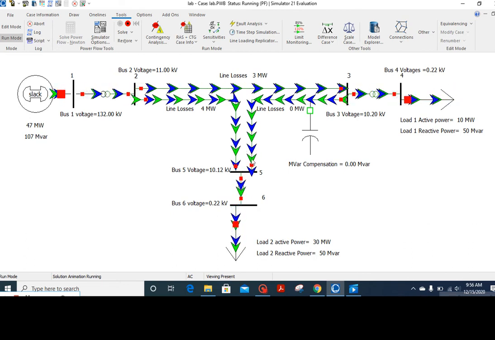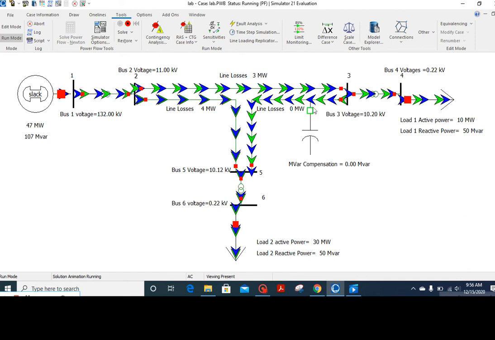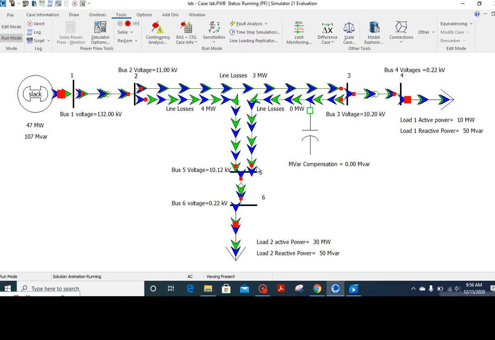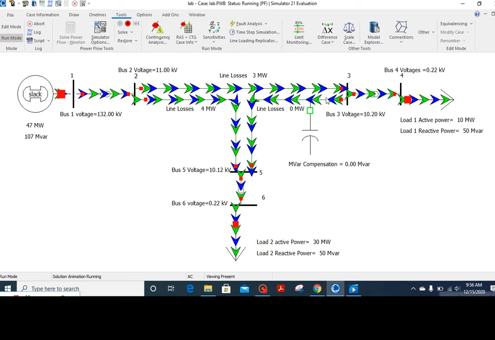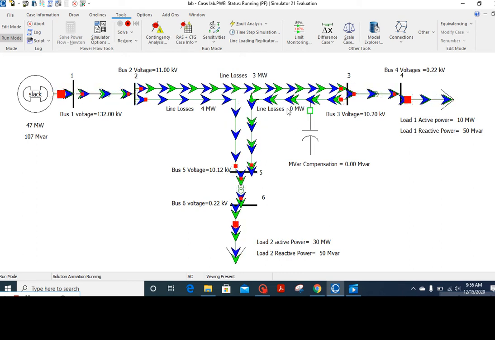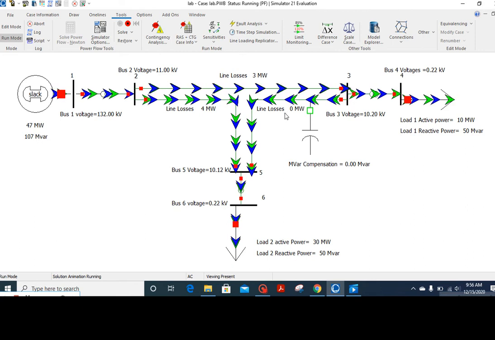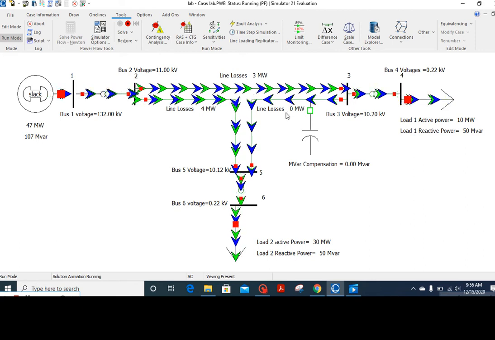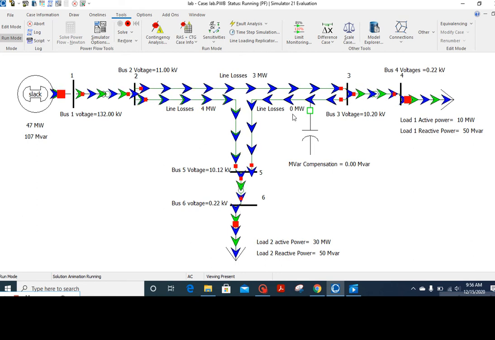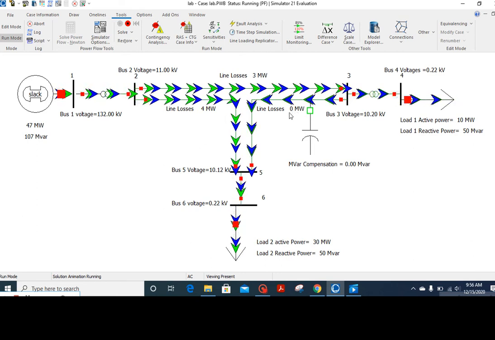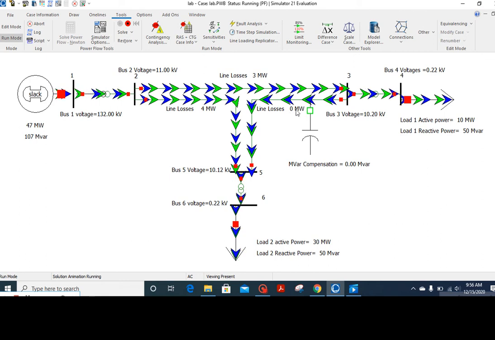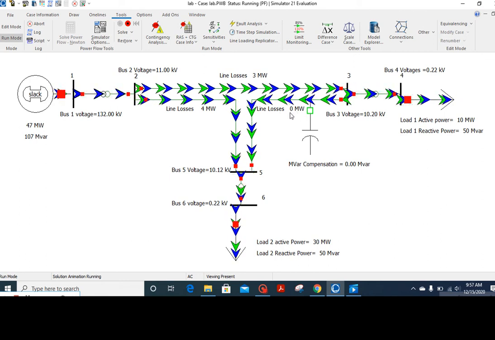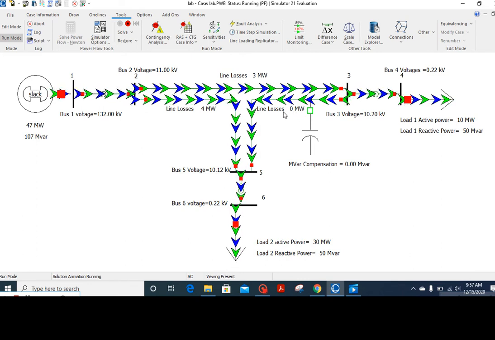We have alternative paths, this and this, so power will not flow through this way. If power is flowing this way, then there will be very minute losses, less than a megawatt, or it may be kilowatt. So that's why it is not showing its losses here, but there will be some losses, in minute value. If we convert it into decimal point value, then it will show the losses in points.